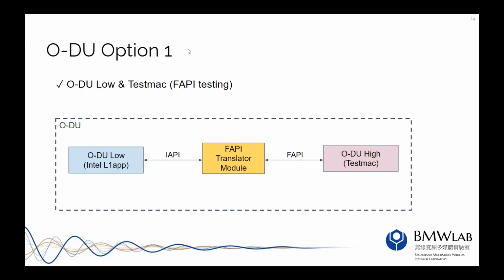Okay, so the first option is the testing of ODU Low and the TestMAC developed by Intel. And I think the main purpose is to test the FAPI translator module. As I just mentioned, ODU High is developed by Radisys, and ODU Low is developed by Intel. So their data pipes are not consistent, so it needs to pass through some translation.